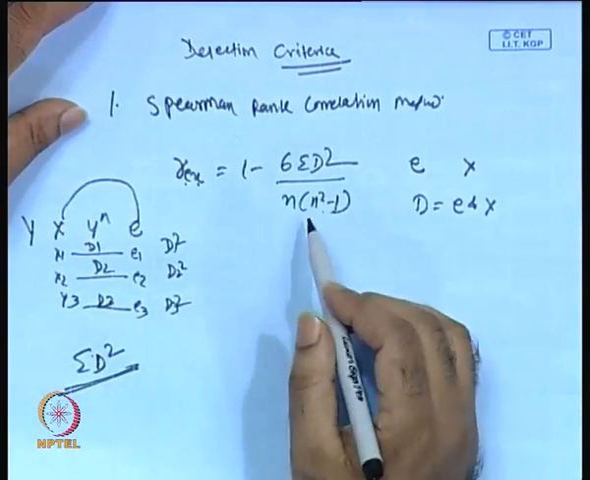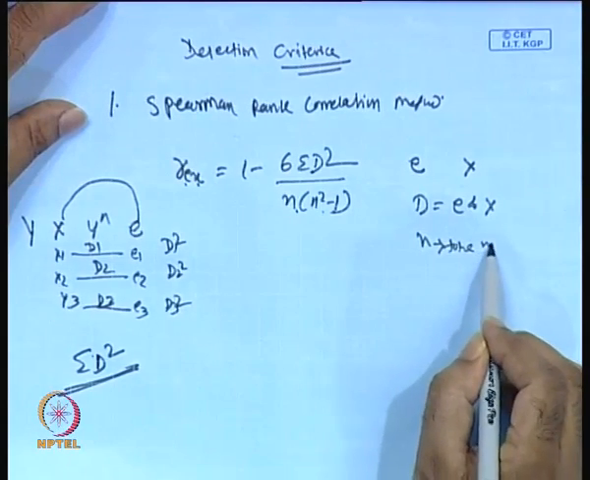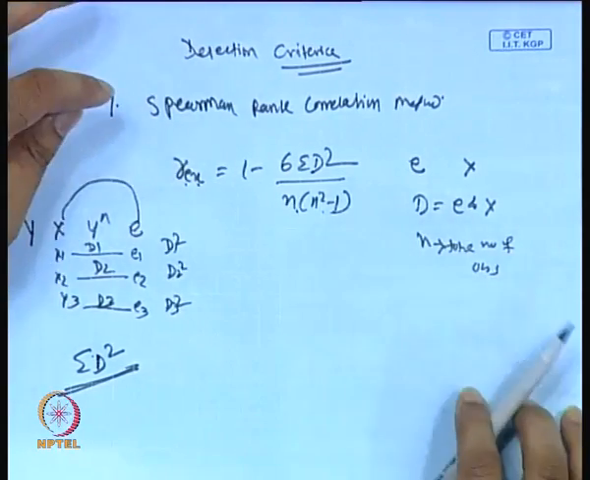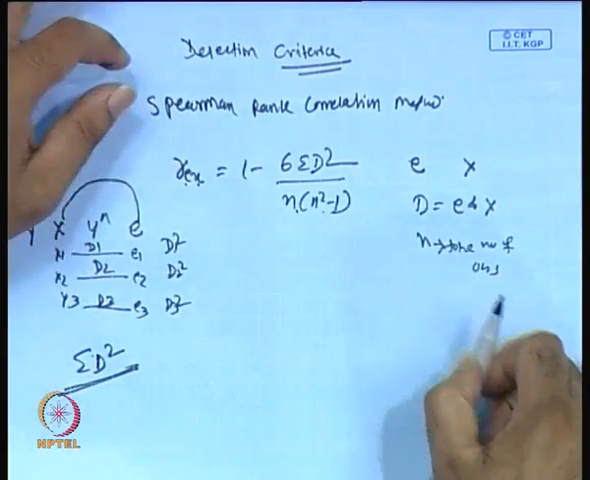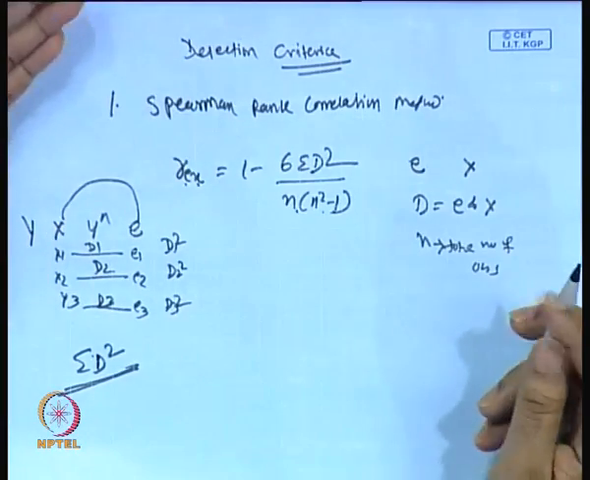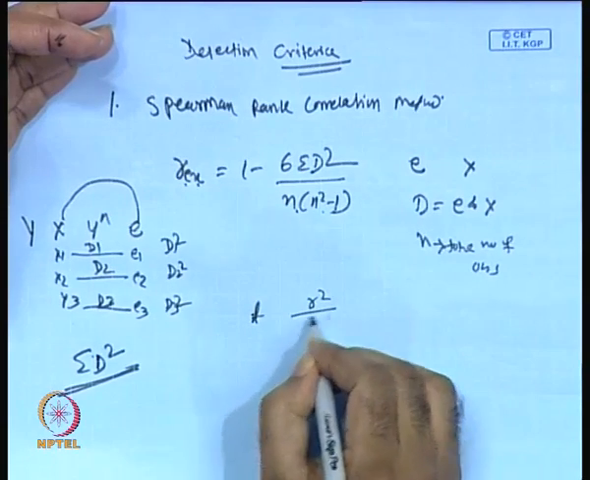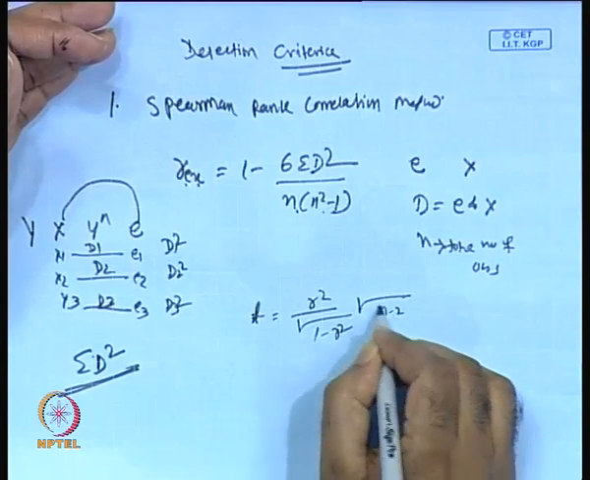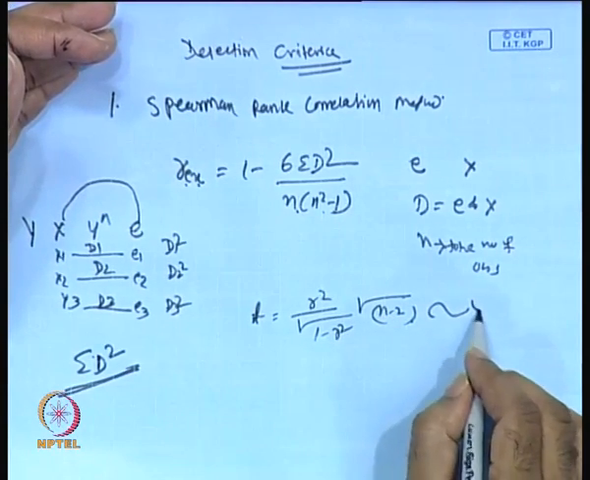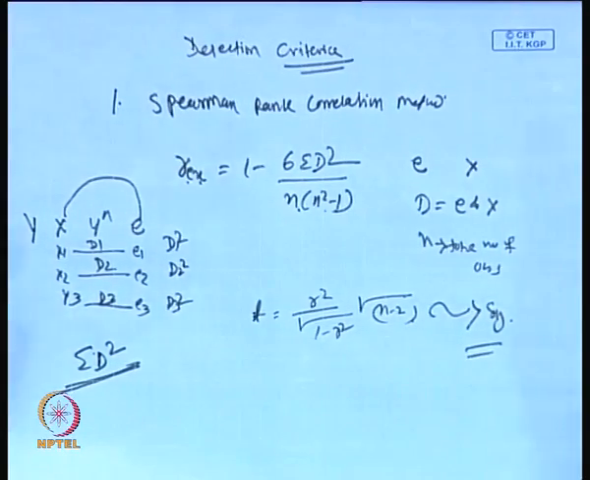So the moment you get summation D square, you put it here, N equal to total number of observations. And this R represents the correlation coefficient between E and X. So now we will get the R value. Now you have to apply the t statistic. T is nothing but R square by 1 minus R square, followed by N minus 2. If it is statistically significant, then there is a presence of heteroscedasticity that has to be solved.